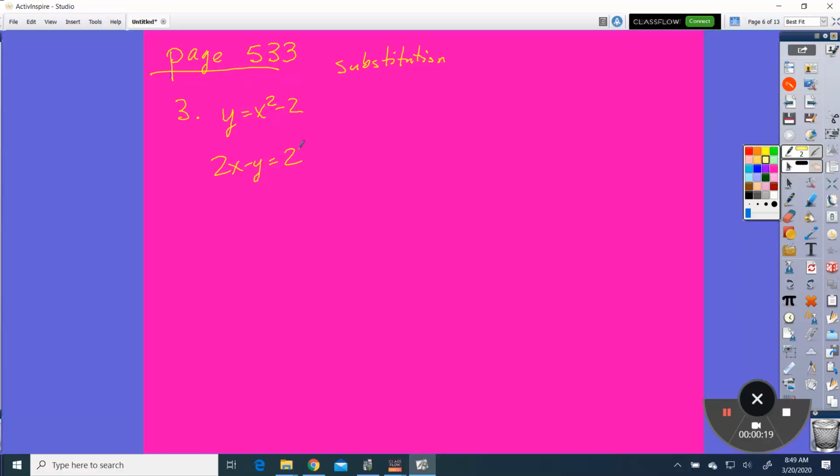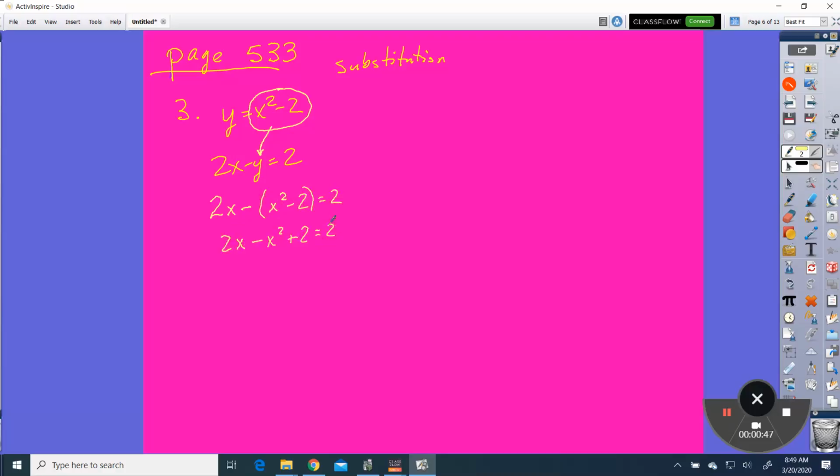So I am going to look at this and I see, oh, there's y equals already set up for me. So I'm going to take this and plug it in for that y on the other equation. Okay, because it's all nice and set up, just waiting for me to do something like that to it. So I have 2x minus parentheses x squared minus 2 equals 2. So I distribute that negative in there, so I have 2x minus x squared plus 2 equals 2.